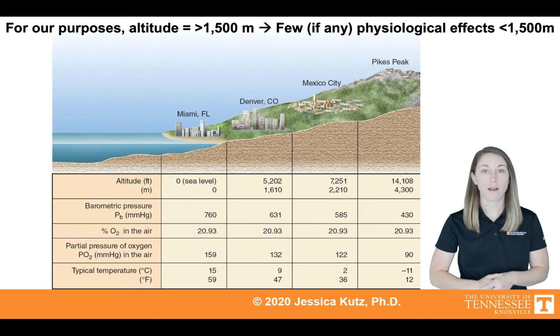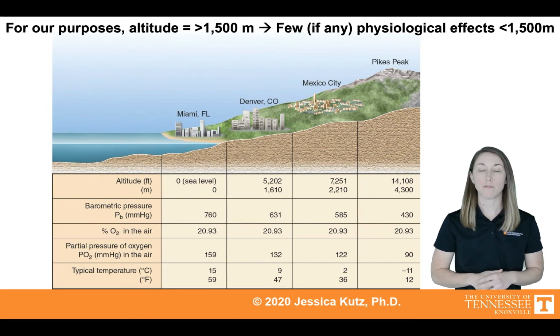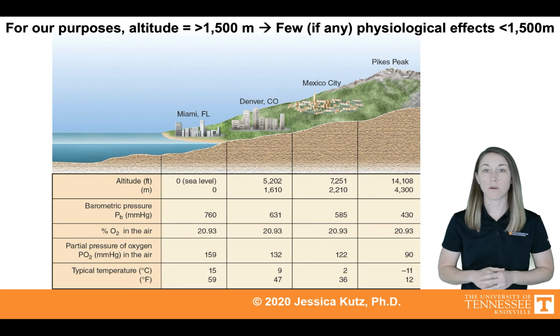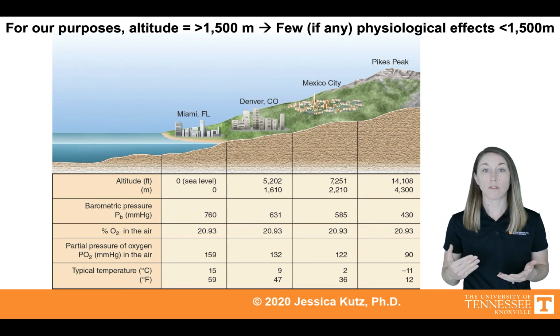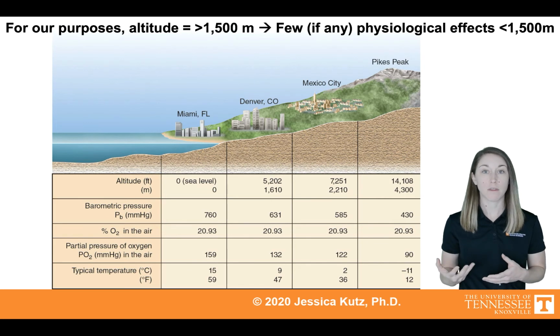As we continue our climb in altitude, we're jumping back over to Colorado, and specifically one of the famous peaks, which is Pikes Peak, which is in Colorado Springs. So Pikes Peak is what's known as a 14er, meaning it sits at or slightly above 14,000 feet. However, when we look at that in terms of meters, that's about 4,300 meters. The barometric pressure in this case is 430 millimeters of mercury, which means our partial pressure of oxygen has dropped all the way down to 90 millimeters of mercury.